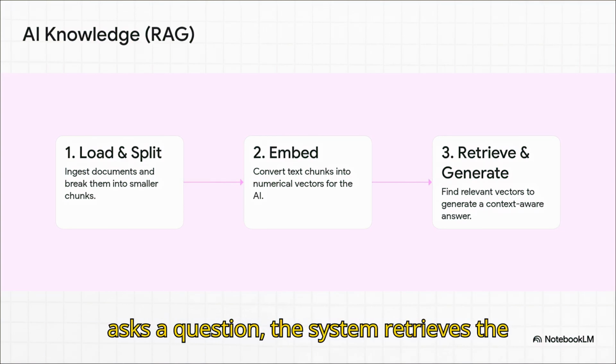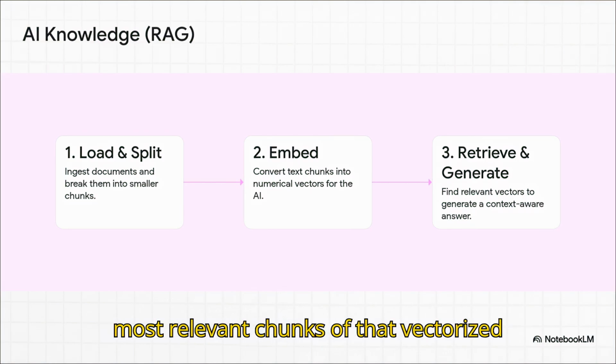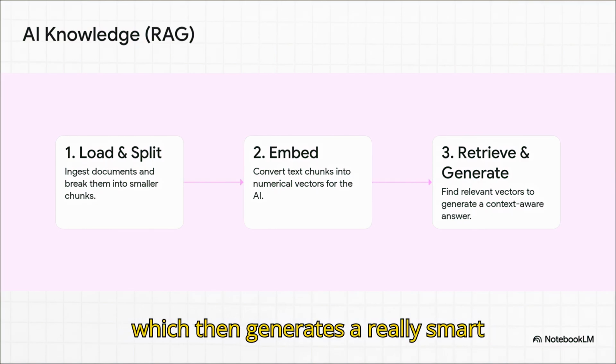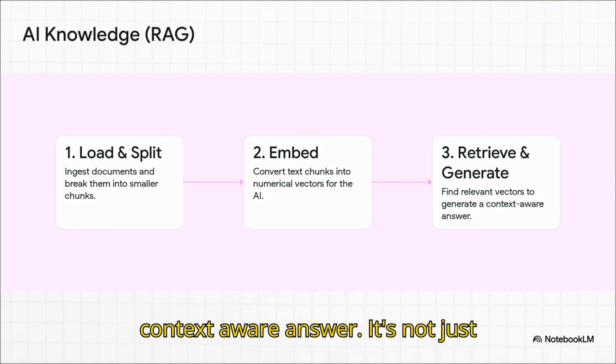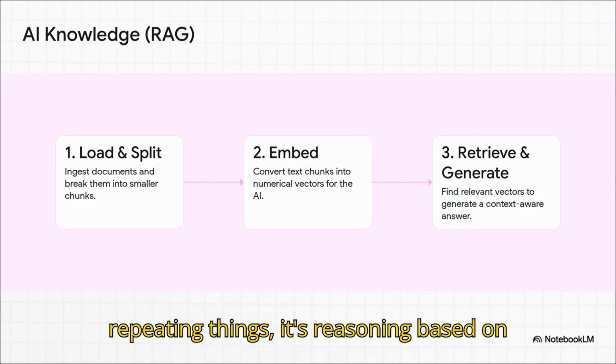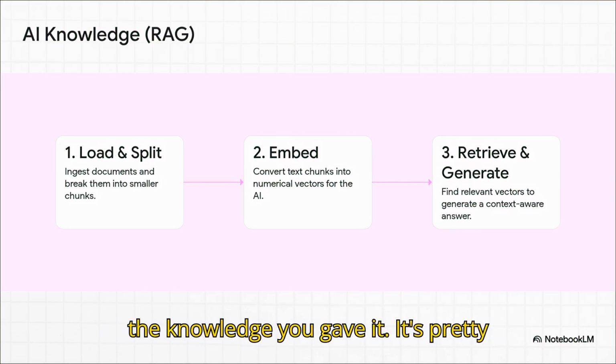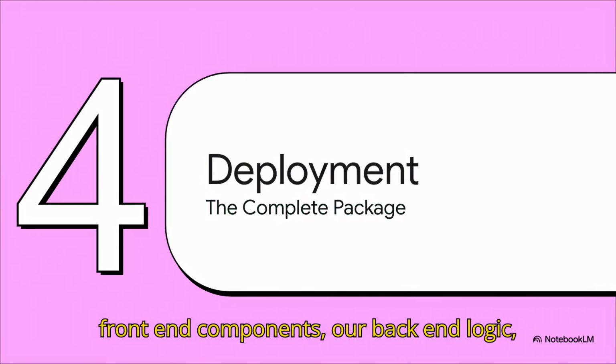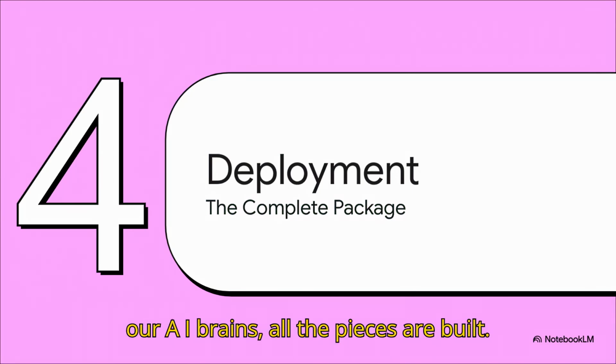Finally, when a user asks a question, the system retrieves the most relevant chunks of that vectorized information and feeds them to the AI, which then generates a really smart, context-aware answer. It's not just repeating things, it's reasoning based on the knowledge you gave it. It's pretty amazing.